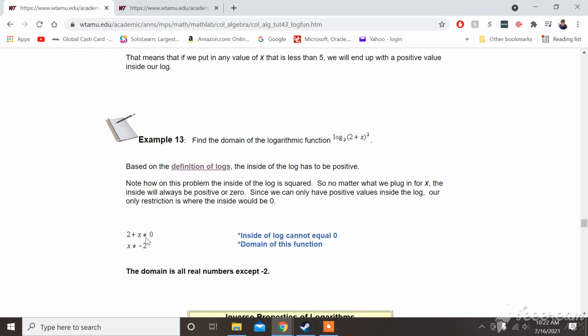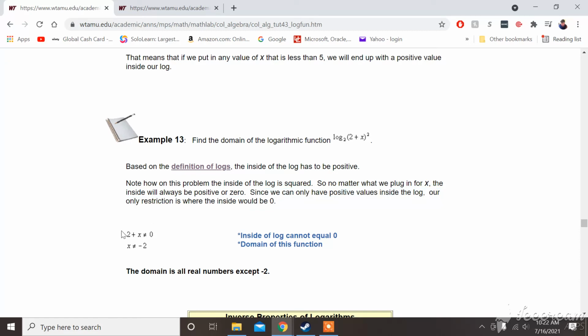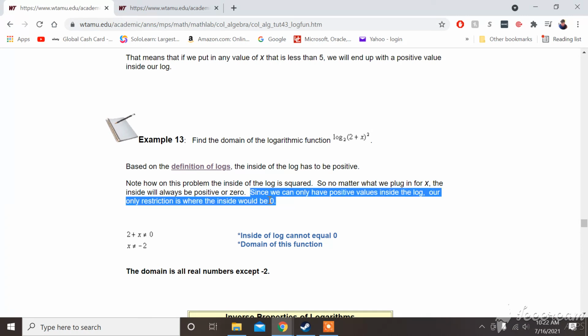Alright, 2 plus x cannot equal 0, and that's what we got from this sentence. This whole sentence gave us cannot equal 0. So in order, it is 2 plus x, drag it down, and then this last sentence, cannot equal 0. Common sense.